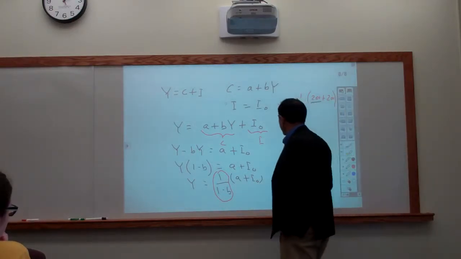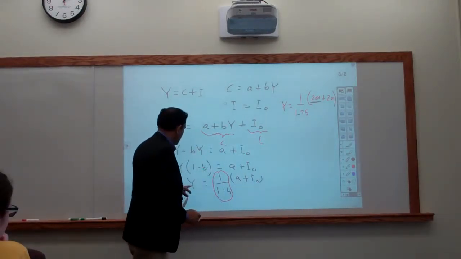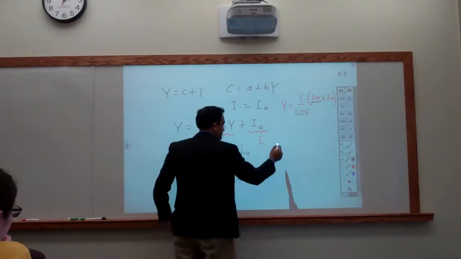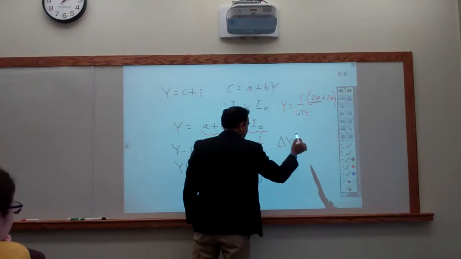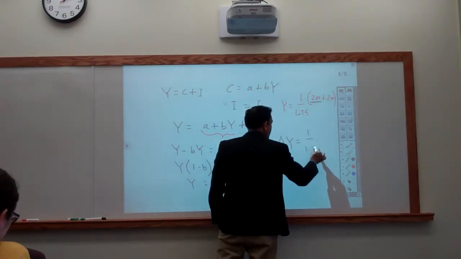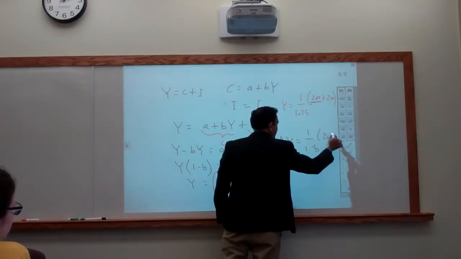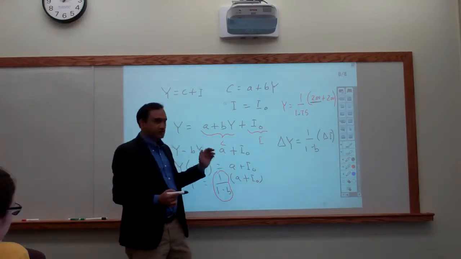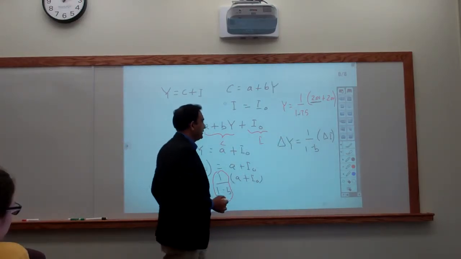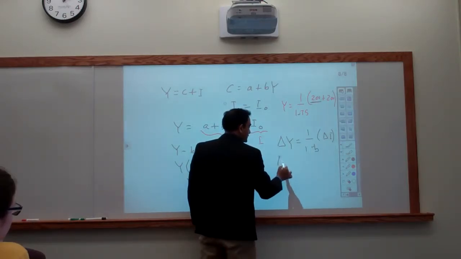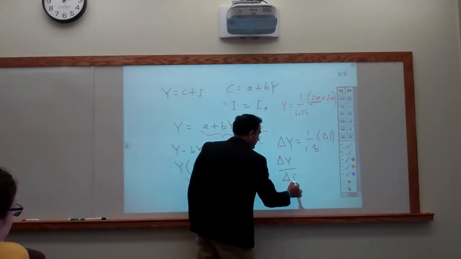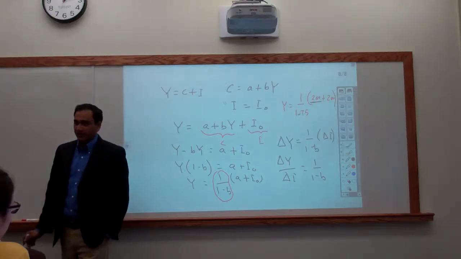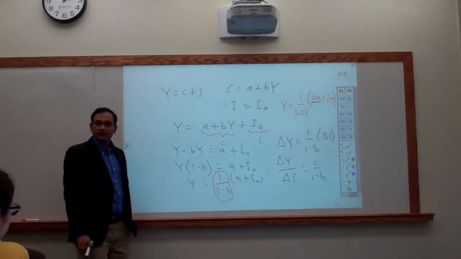So what we just did here is change I0 by delta, and A remains constant. So basically you are finding delta Y equals 1 over 1 minus b times delta I. The change in A is constant, so it's 0. Don't worry about it. So you're left with that. And then you can write that expression as delta Y over delta I equals 1 over 1 minus b. That's your investment multiplier, the formula for the investment multiplier.